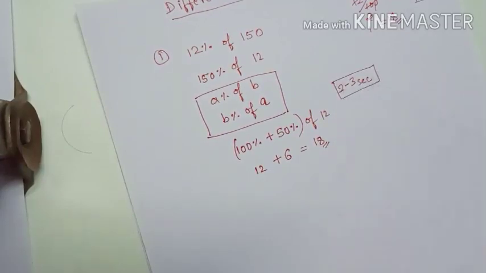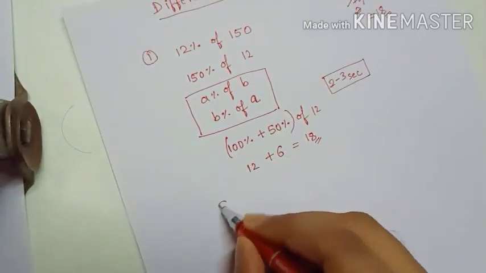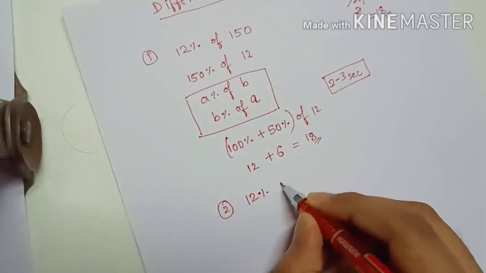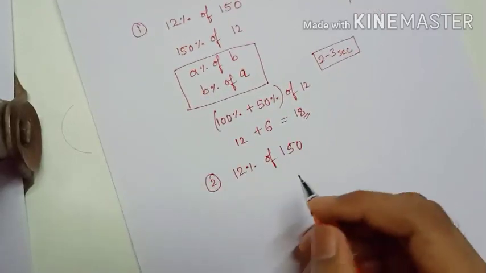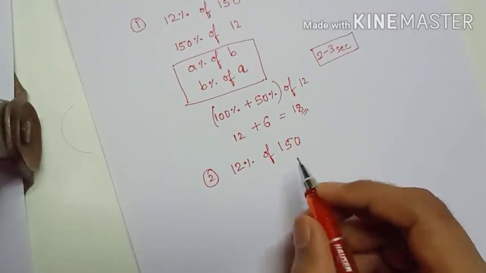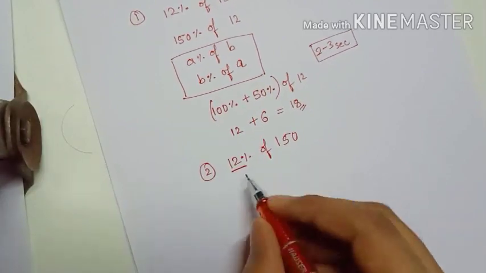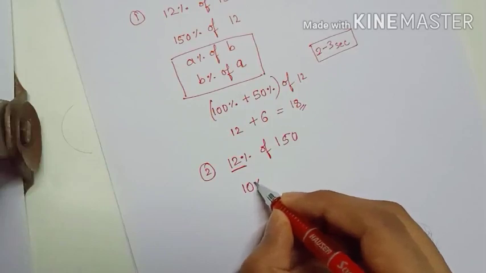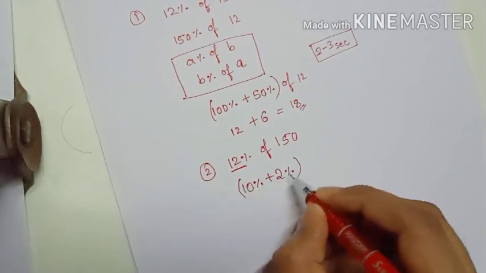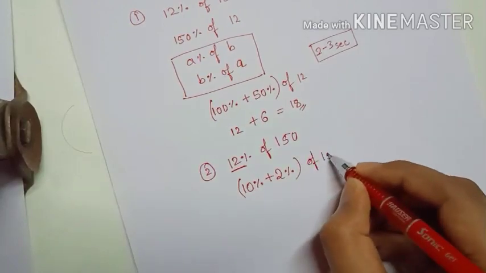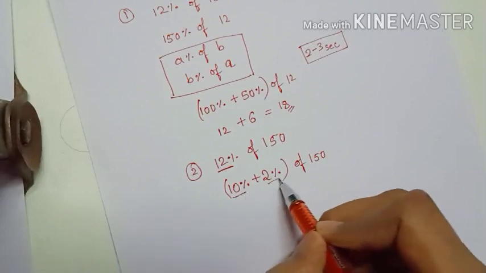This is very important. Now the same problem, finding 12% of 150. How can we do it in another way? Here we are going to split 12% itself. I will take 12% as 10% plus 2%, of 150. Now, how do we find this 10% and 2%?